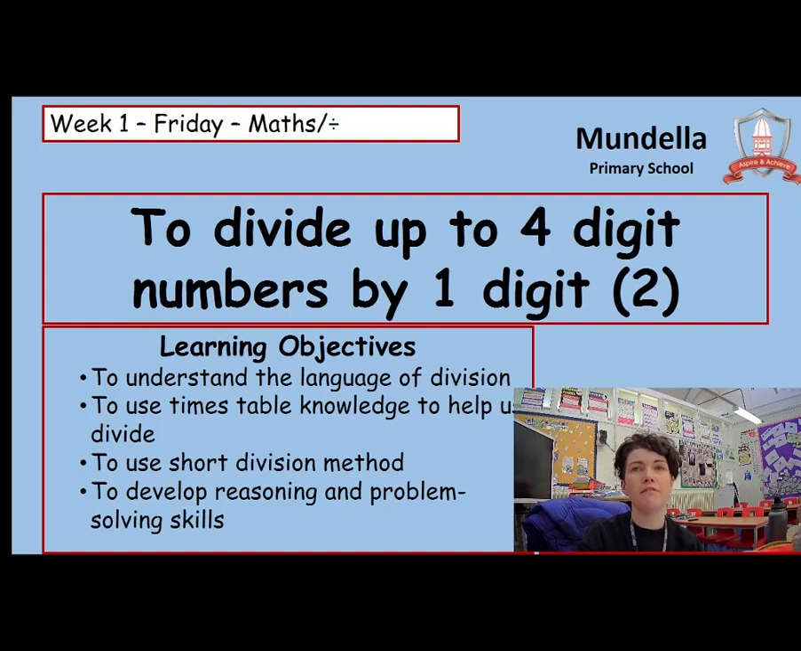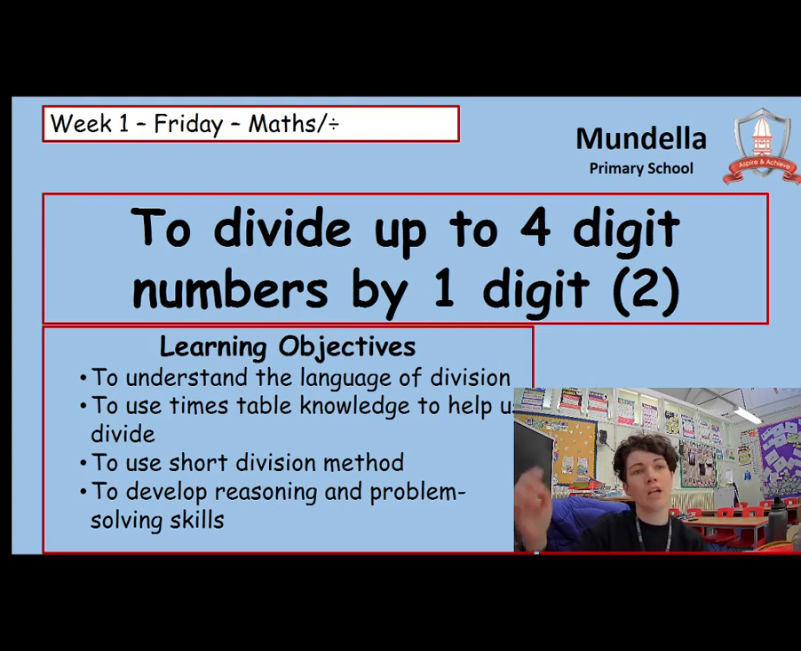Today we are going to be dividing up to 4-digit numbers by 1 digit, and you can see I've put a little 2 in brackets next to the learning objective, because this is part 2 of the lesson. In today's session we're going to be developing our reasoning and problem solving skills using the short division method that I taught you yesterday and you practiced yesterday.